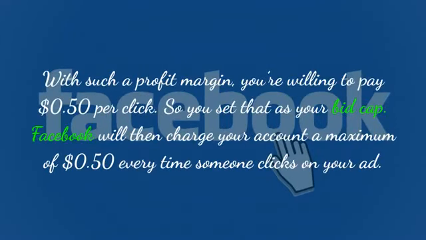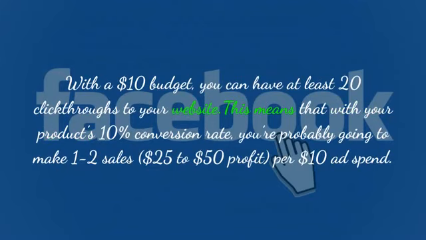With such a profit margin, you're willing to pay 50 cents per click. So you set that as your bid cap. Facebook will then charge your account a maximum of 50 cents every time someone clicks on your ad. With a $10 budget, you can have at least 20 click-throughs to your website. This means that with your product's 10% conversion rate, you're probably going to make 1 to 2 sales, $25 to $50 profit per $10 ad spend.